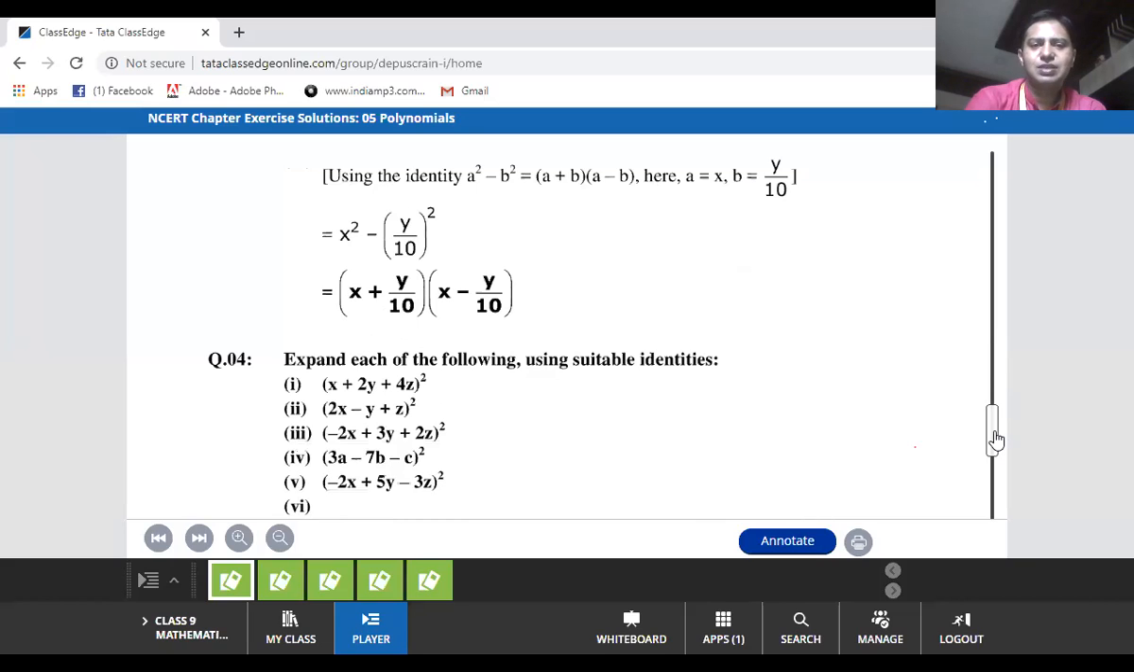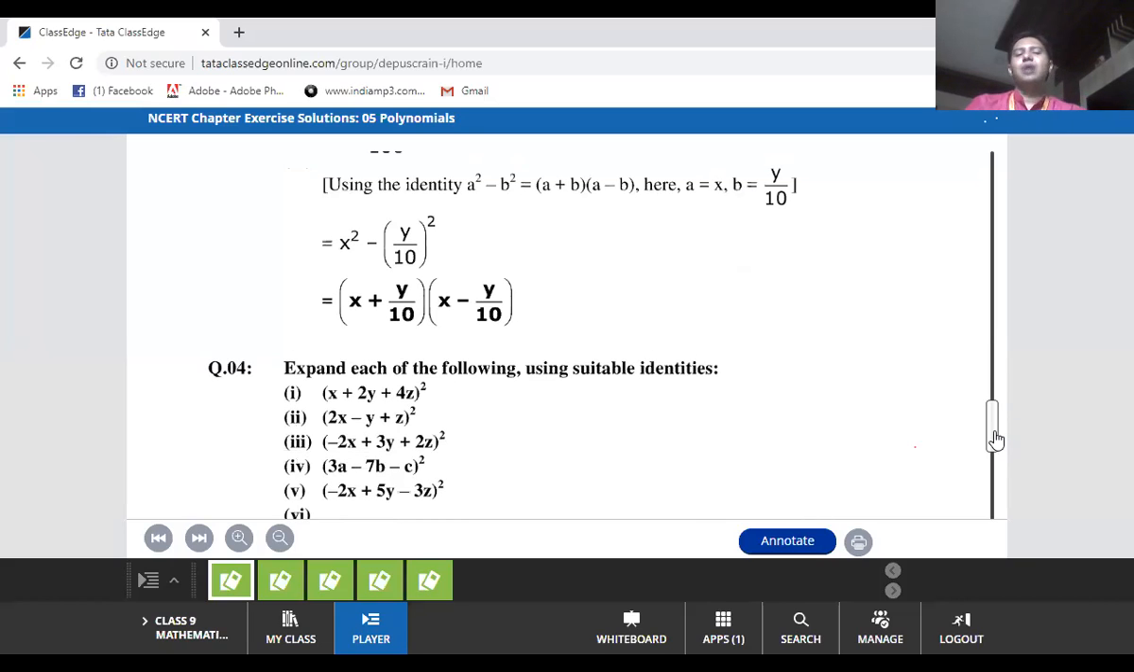Identity number 5 says we need to expand x plus 2y plus 4z whole square. This is nothing but a plus b plus c whole square. And the identity of a plus b plus c whole square was a square plus b square plus c square plus 2ab plus 2bc plus 2ca, that is, a square plus b square plus c square plus twice ab plus twice bc plus twice ca. So let's have a look at the solution part.